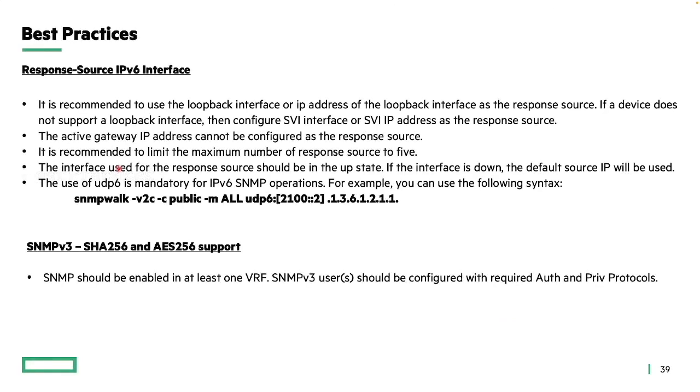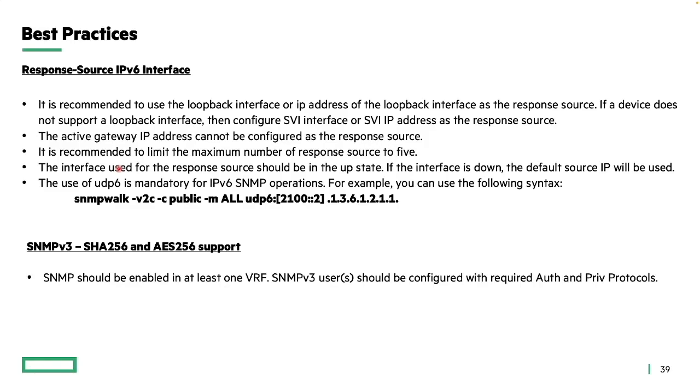Getting into best practices, we can have a look at response source IPv6 interface configuration. So it's recommended to use the loopback interface or IP address of the loopback interface as the response source, simply because it does not go down, right? If a device does not support a loopback interface, then configure SVI interface or SVI IP address as the response source. The active gateway IP address cannot be configured as the response source. It is recommended to limit the maximum number of response sources to 5, right? The interface used for the response source should be in the up state. If the interface is down, the default source IP will be used.